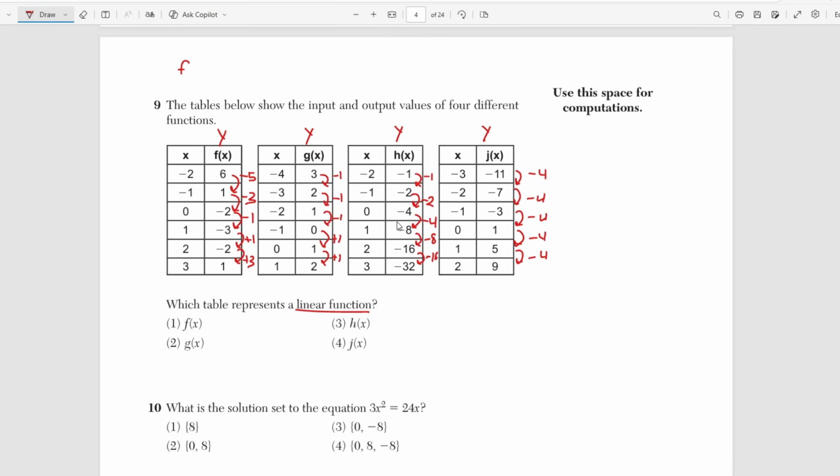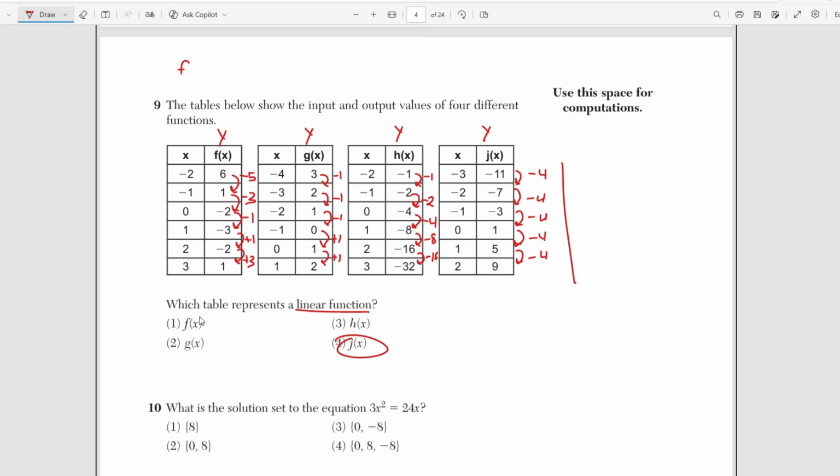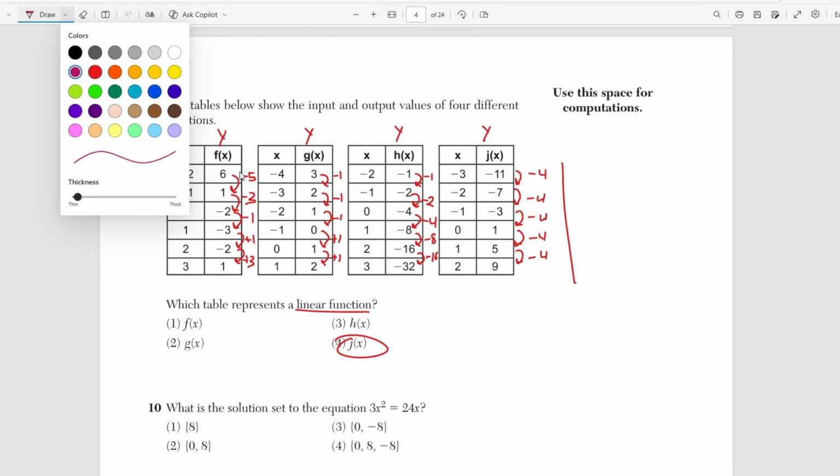So if we look at the changes in the y, we can see that only j of x has the same change for every single step, okay? So to get to every single next y value, I decrease by 4, which means that my rate of change, literally the speed at which the y changes, or the amount by which the y changes, is always the same. All of these other tables had a different way in which the y changed. This one was inconsistent.